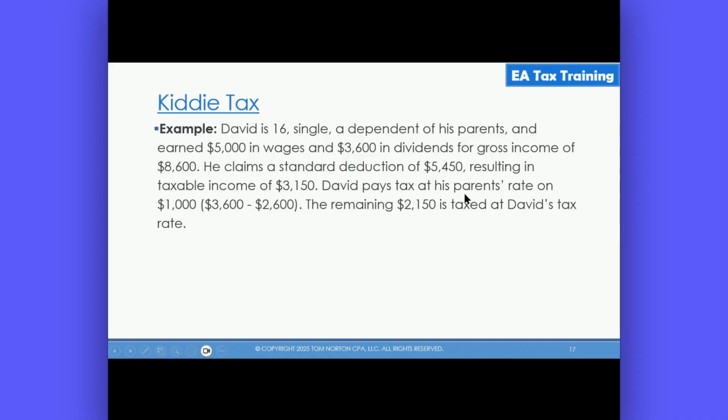David pays tax at his parents' tax rates on $1,000, which is the $3,600 of his unearned income to the extent that it exceeds the $2,600 that you don't have to worry about the kiddie tax for. His remaining $2,150 of income is taxed at David's own tax rates. So again, the only amount that's taxed at the parents' rates is the amount of unearned income that exceeds $2,600.